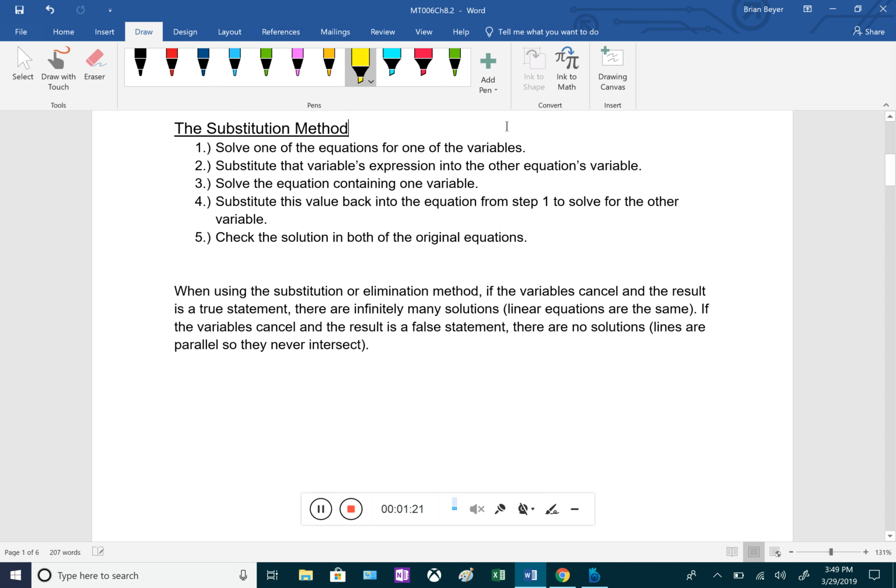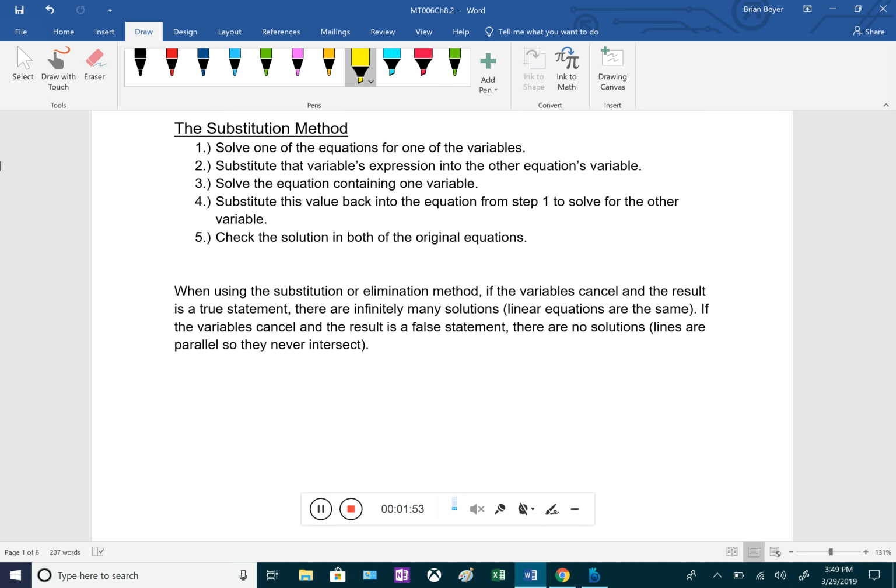So for the steps of the substitution method, the first step is we're going to solve for one of the variables from one of the equations. We get to pick which one we solve for, preferably the easier one. And then we're going to substitute that variable's expression into the other equation's variable. That's going to give us one equation with one variable. We're going to solve for it just like we've been doing before. Then we're going to get an answer for that variable, and then we're going to substitute that value back into the equation from step 1 to solve for the other variable.